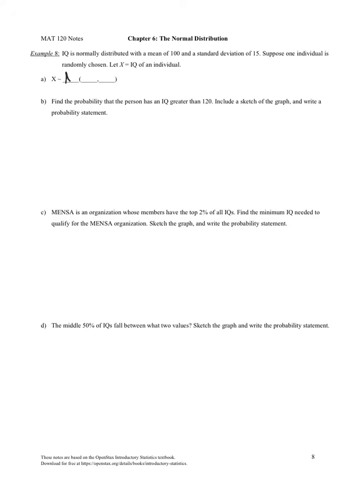We have our normal distribution with a mean of 100 and a standard deviation of 15. Next, find the probability that the person has an IQ greater than 120, and then sketch the graph. We have a probability where we want to know that our randomly chosen person has an IQ greater than 120. So we would use our normal CDF here.